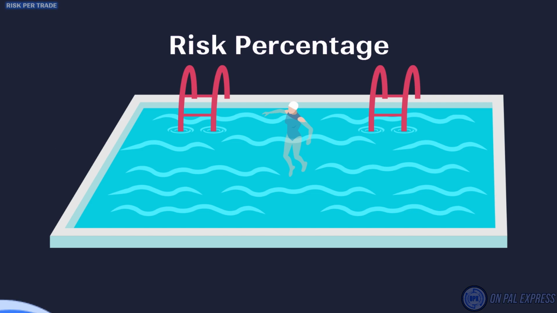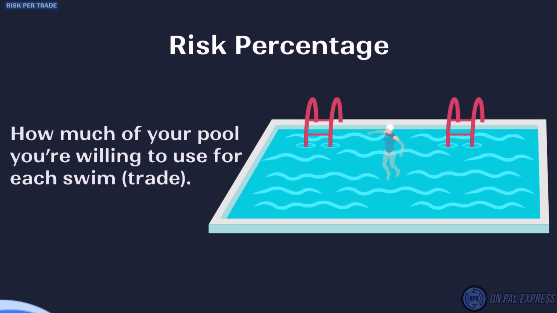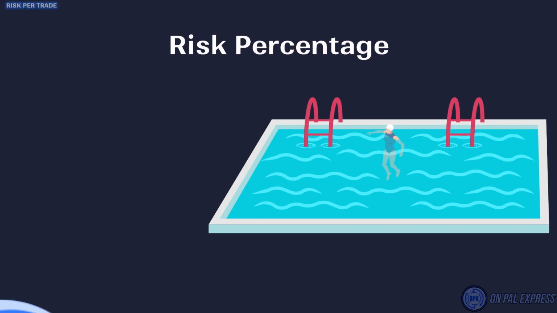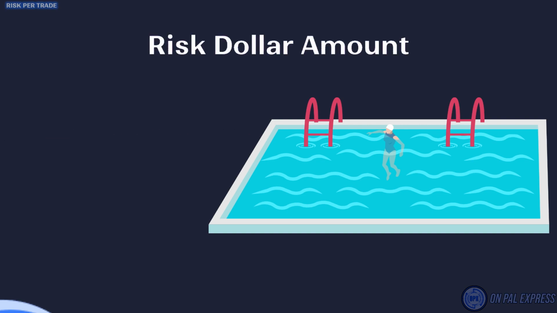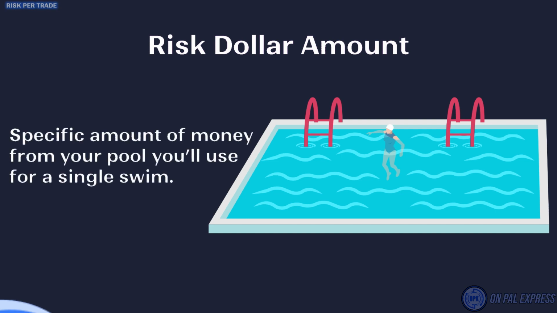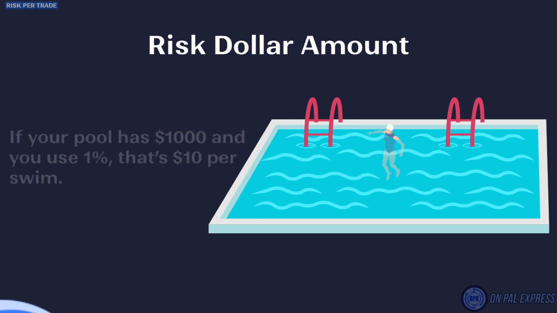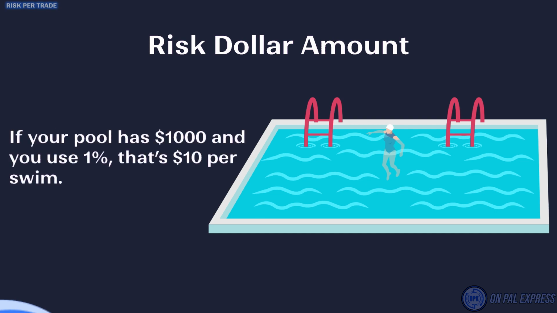Risk percentage. Decide how much of your pool you're willing to use for each swim or trade. A common approach is to use only a small part, like 1% or 2%. Risk dollar amount. This is the specific amount of money from your pool you'll use for a single swim. If your pool has $1,000 and you use 1%, that's $10 per swim.